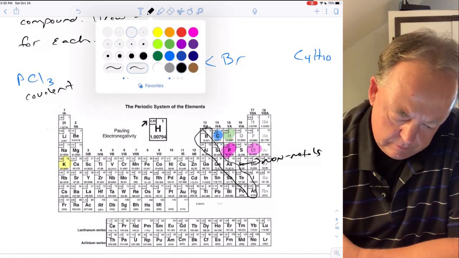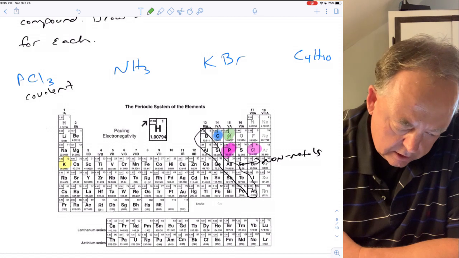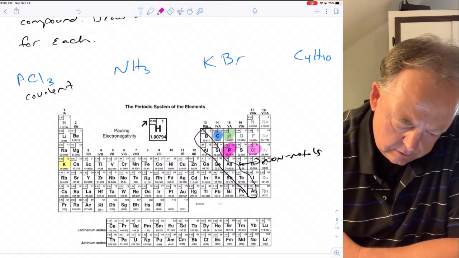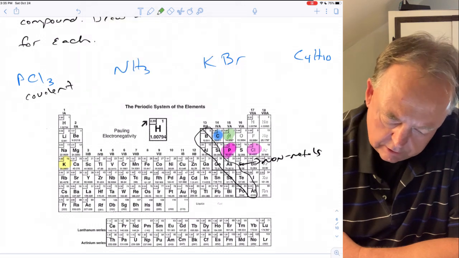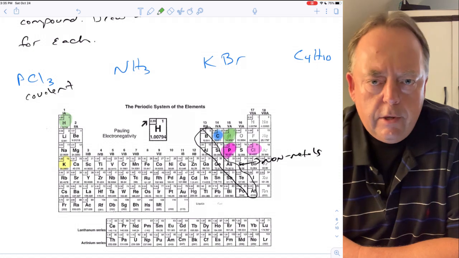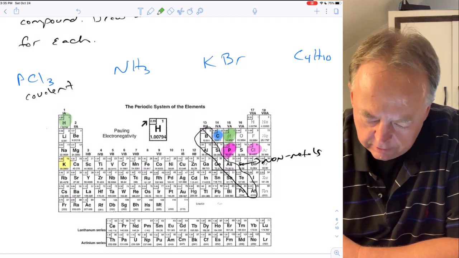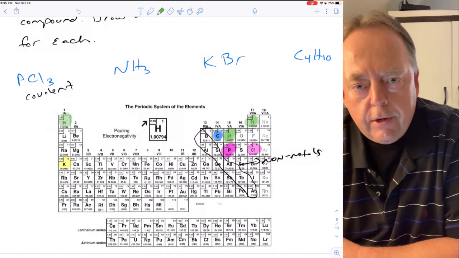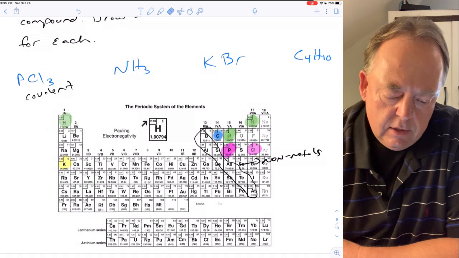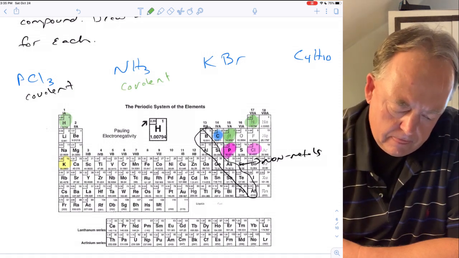Nitrogen, let's see. So nitrogen is here, and hydrogen is here. So on the left of the periodic table, but if you remember, hydrogen is not a metal, it's a non-metal. Sometimes you see hydrogen written here on the periodic table as well. So both nitrogen and hydrogen are non-metals, so this is going to be a covalent compound as well.